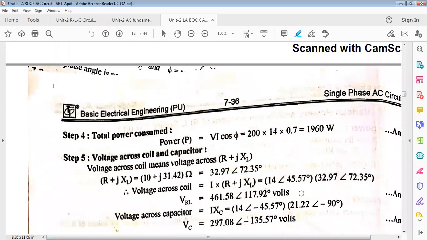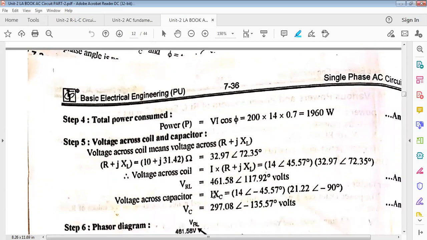Okay, now voltage across coil, voltage across capacitor. So how can you calculate voltage across coil and voltage across capacitor? Voltage across capacitor, see here everyone, I into XC, isn't it? Voltage across capacitor is the formula. So XC we know. Okay, I in which form? See, voltage across coil and voltage across capacitor, you will get asked only in terms of magnitude.